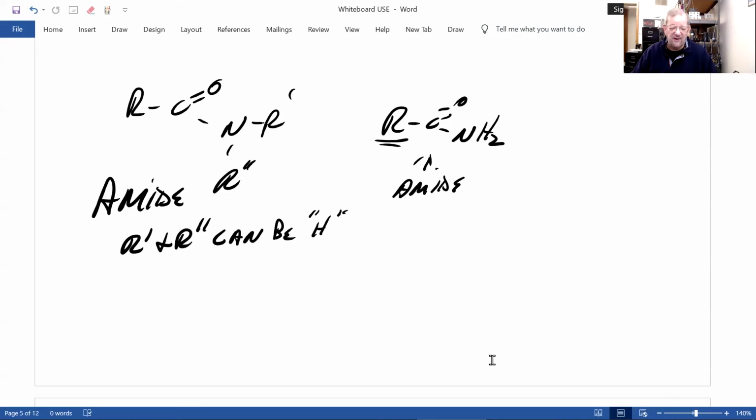I worked for a company that made those. And when the R is very long, it's called erucamide, 22 carbons, including the carbonyl carbon, that's long. It's called an anti-slip product.